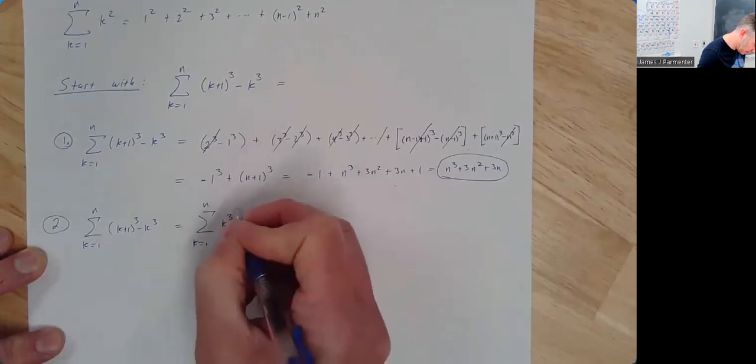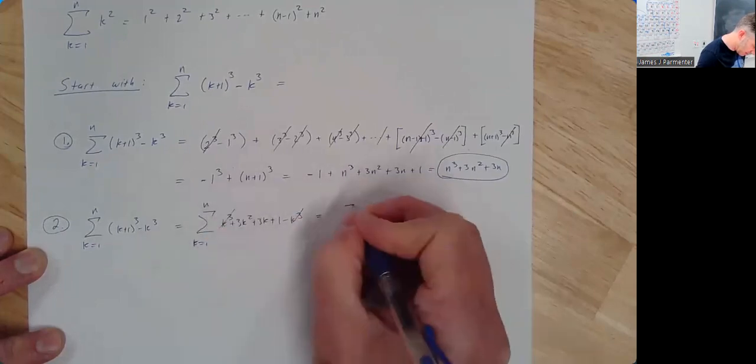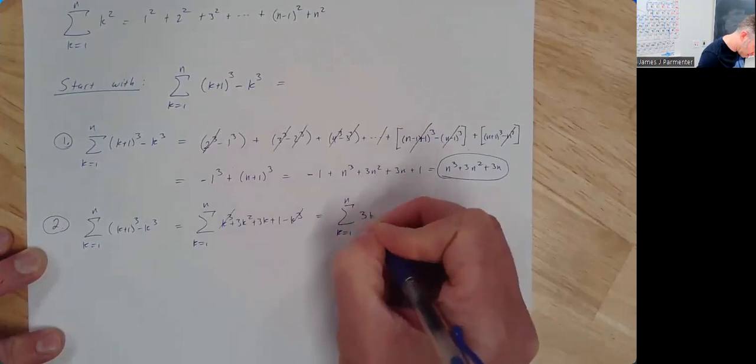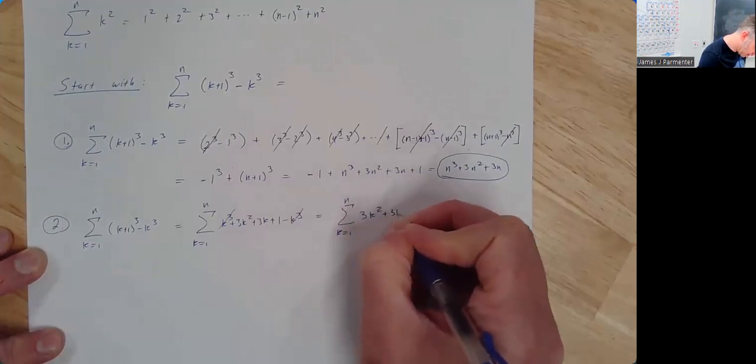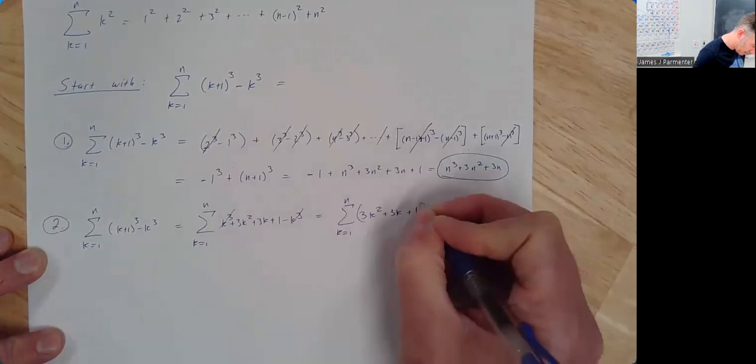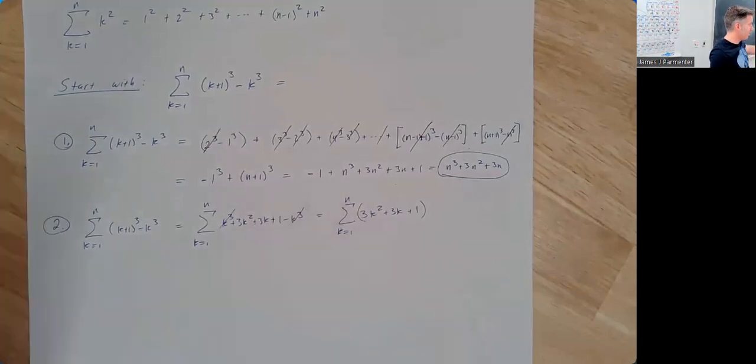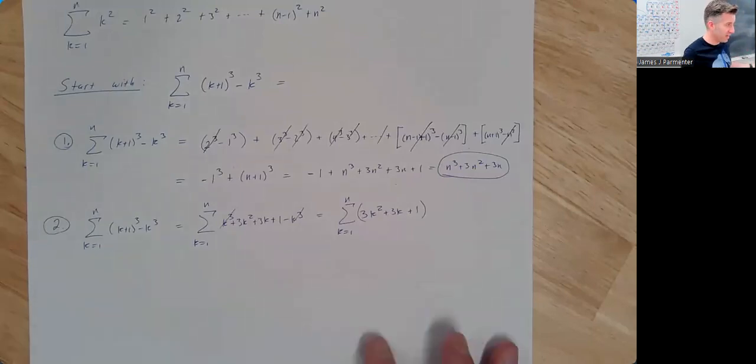And the k cubes cancel. That's going to be the sum from k equals 1 to n of 3k squared plus 3k plus 1. And now here's what we're going to do. We're going to break this into 3 pieces, right? Because we've got 3 things added together. And we just saw that when you have the sum of things added together, you can break it apart into different pieces. And we're going to pull out the constants. And then we know most of the things in there except for the sum of k squared.